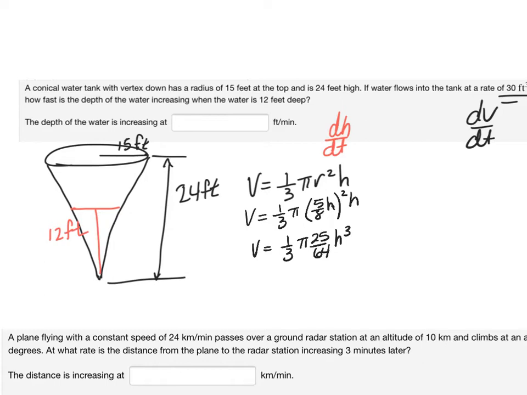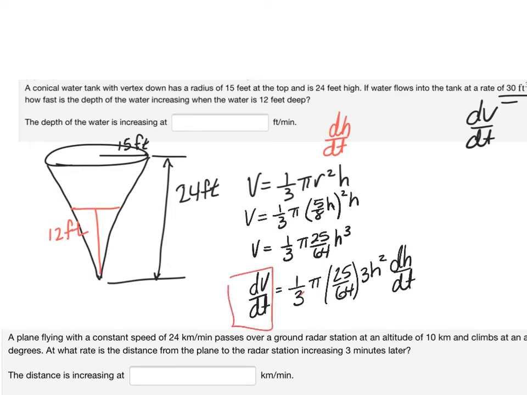Now I'm going to take the derivative with respect to time. I get dV/dt is equal to 1/3 pi times 25 over 64 times 3h squared dH/dt. So I have the dV/dt replacement.